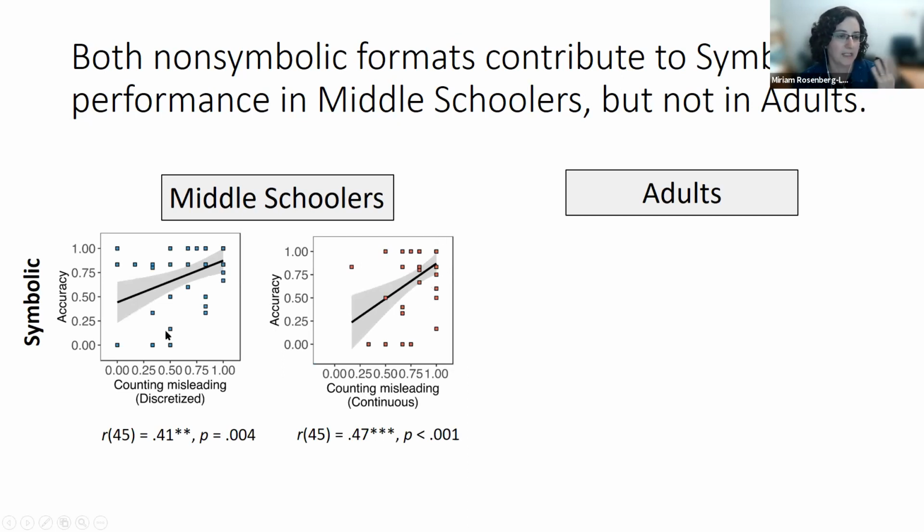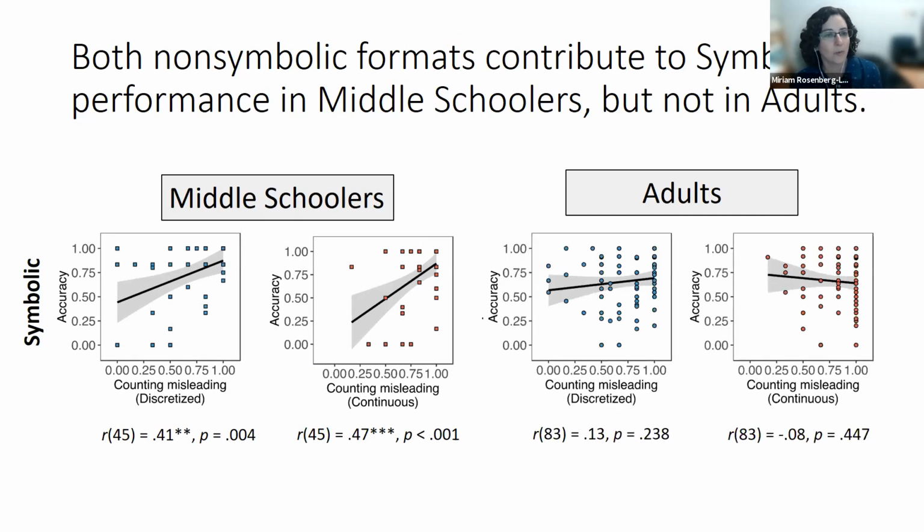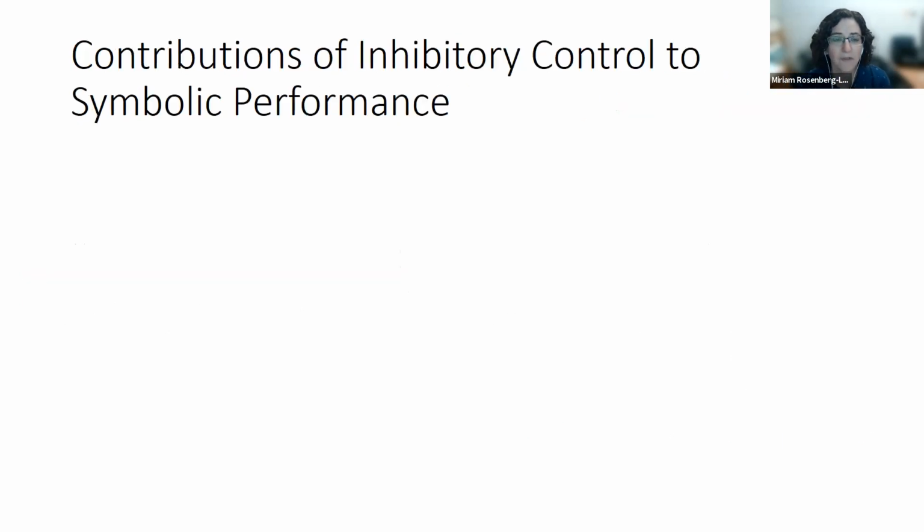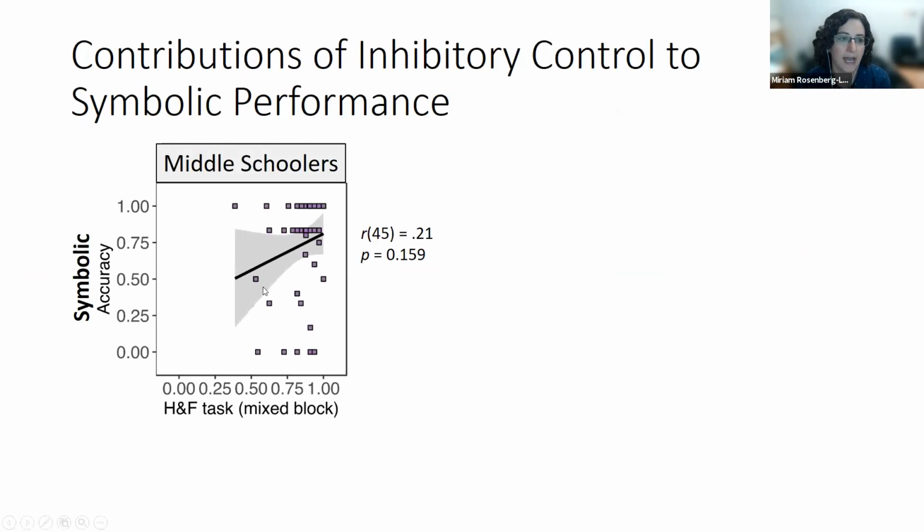We don't see the effect found in Begley and colleagues, that there are stronger effects for discrete than continuous misleading. They seem to be equal. And then in adults, there's no relationship at all. So whatever effect it had in middle school, it seems as if it's wearing off by the time you get to adulthood. Finally, we can look at whether the inhibitory control task predicts symbolic performance.